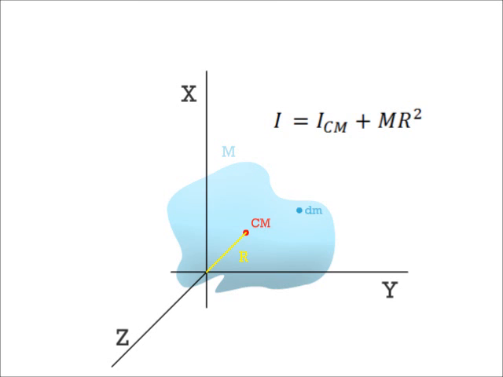So there you have it, the proof of the parallel axis theorem, which, again, states that the rotational inertia of an object is equal to its rotational inertia about its center of mass plus mr squared.